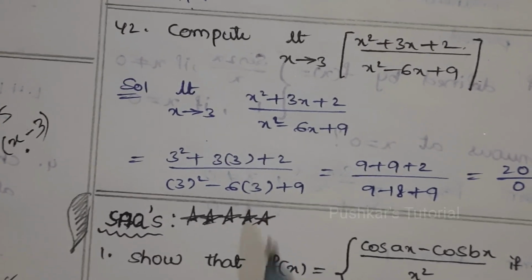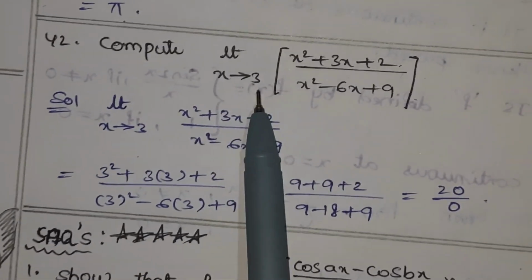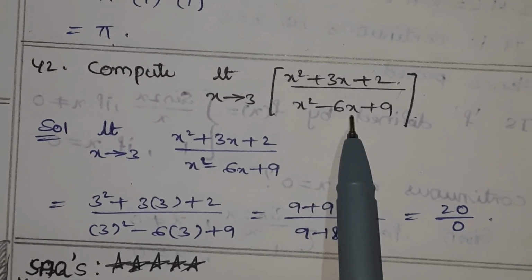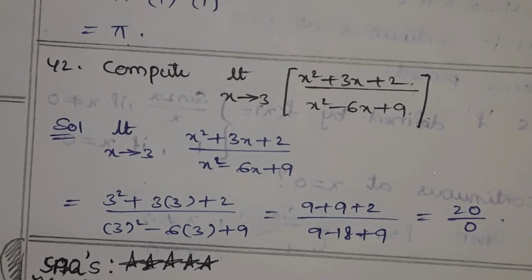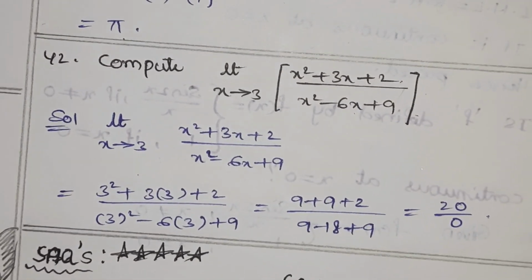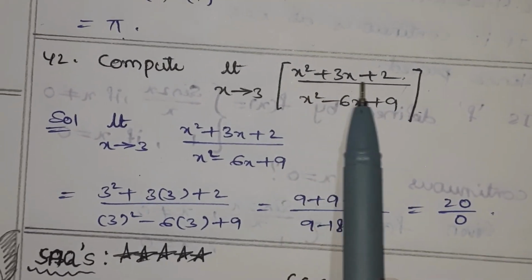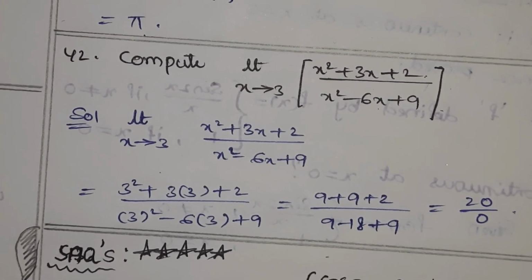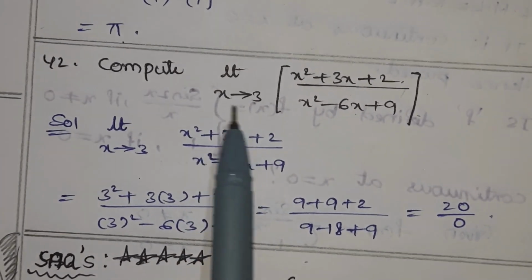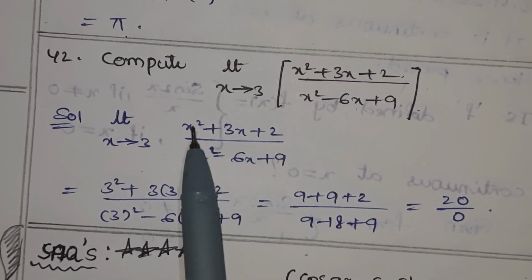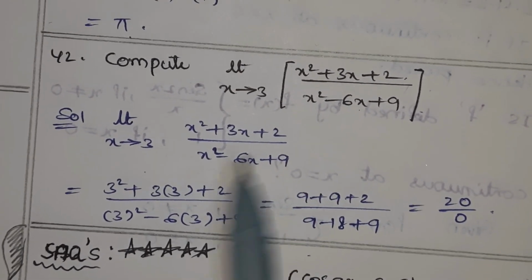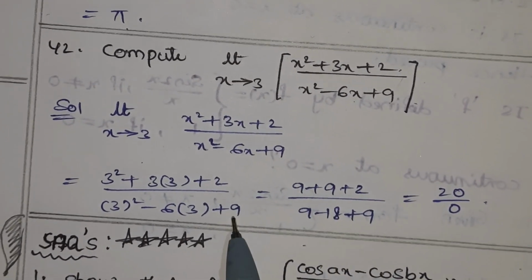The last problem. Compute limit x tends to 3 of x square plus 3x plus 2 by x square minus 6x plus 9. If you get 0 by 0 only, we have to do some simplification. You just observe here, the numerator is everything positive, and positive means we cannot get 0. So first we will see, wherever x is there, put 3. So 3 square plus 3 into 3 plus 2 by 3 square minus 6 into 3 plus 9.